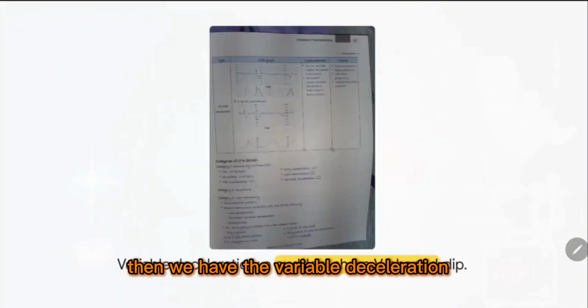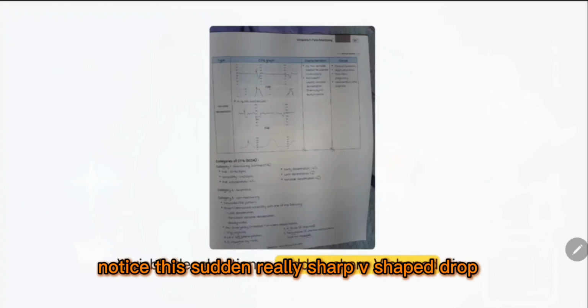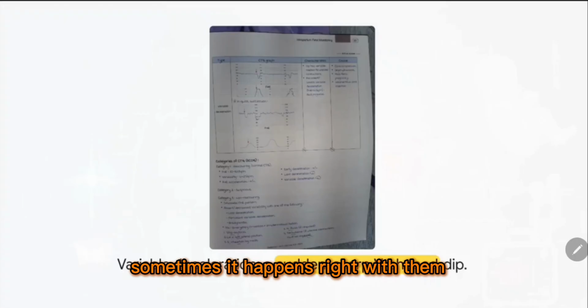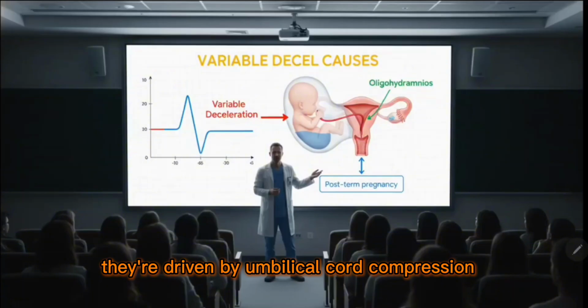Then we have the variable deceleration. Unlike the gradual U shape we just looked at, notice this sudden, really sharp V-shaped drop. It's completely erratic. It has a variable relationship to the uterine contractions. Sometimes it happens right with them, sometimes totally without. These sudden, sharp drops are mostly mechanical in origin. They're driven by umbilical cord compression.